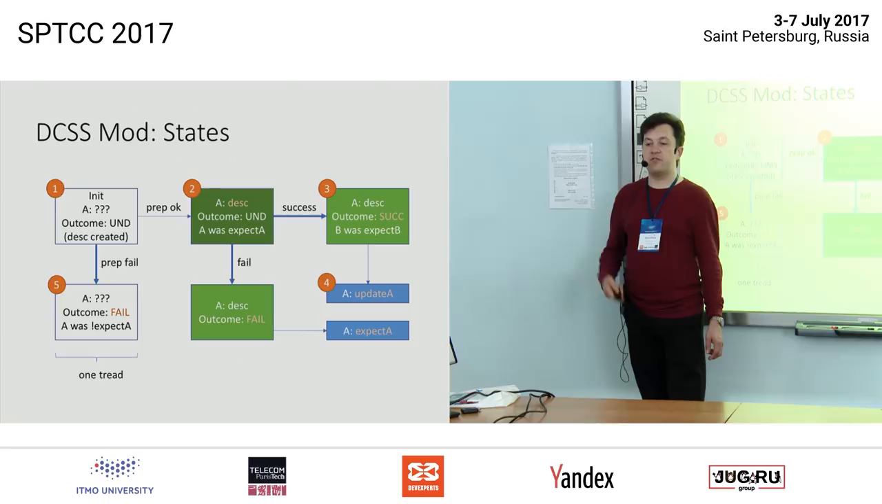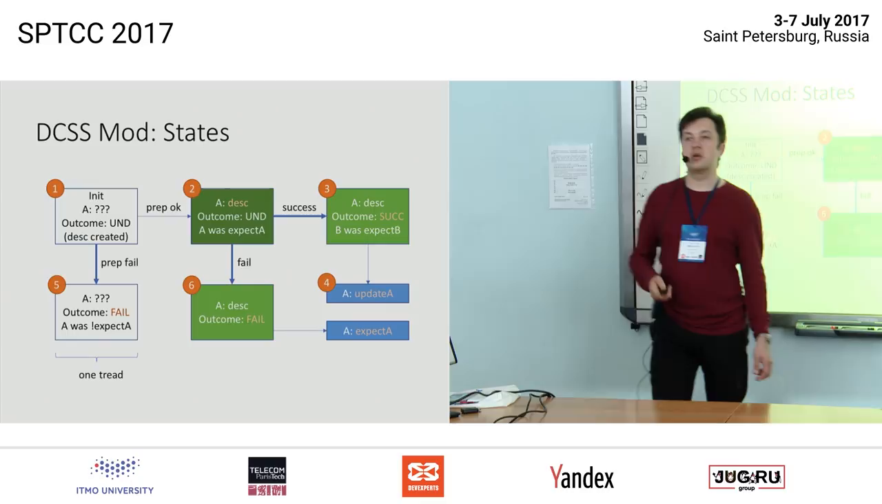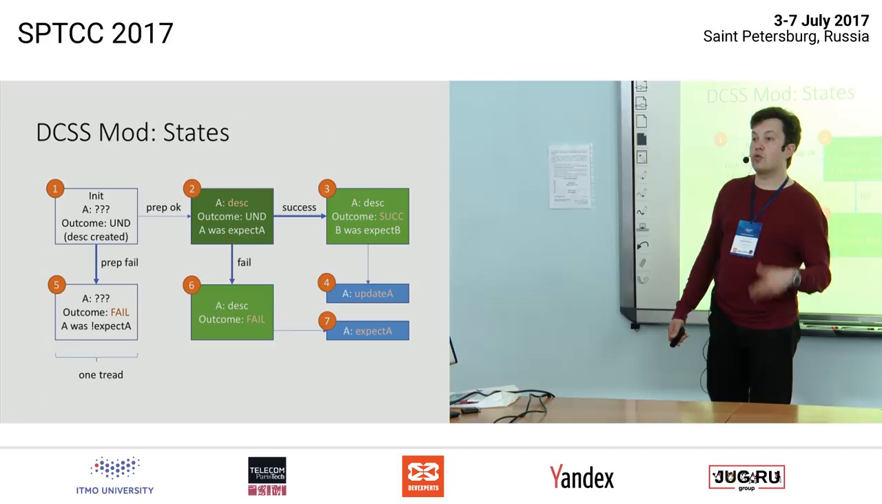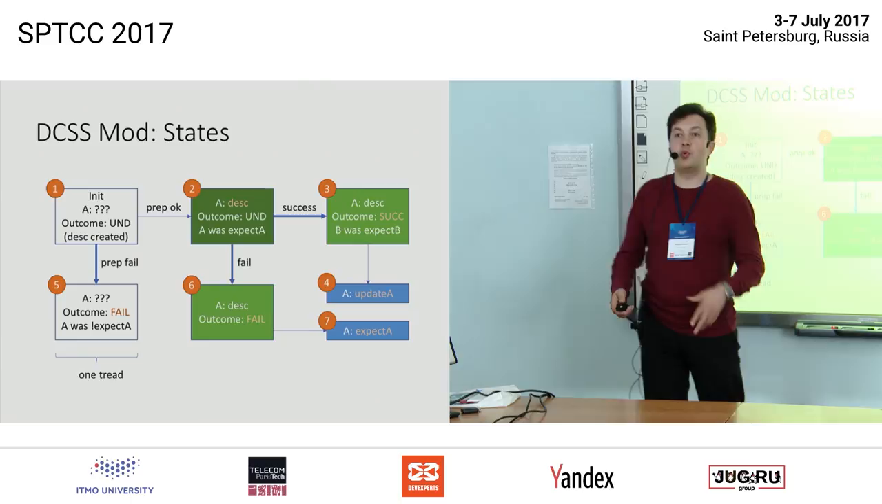And if it fails initially, it just fails, but if it fails here, the same. We first mark it as a failed operation, then we complete it. It's like a saying, every problem in computer science is solved by another layer of indirection. Right? So this is another layer of indirection. Instead of directly completing, we first update a status and then complete. And a status is consensus.